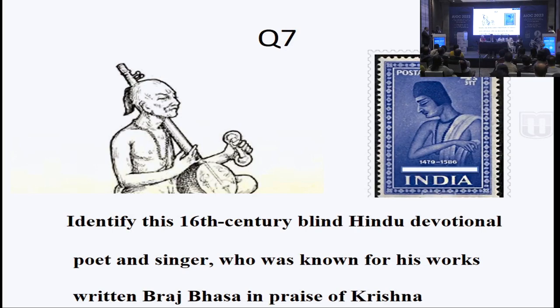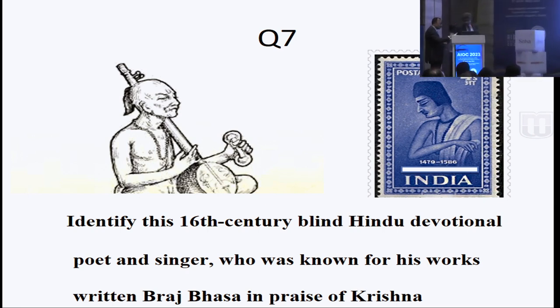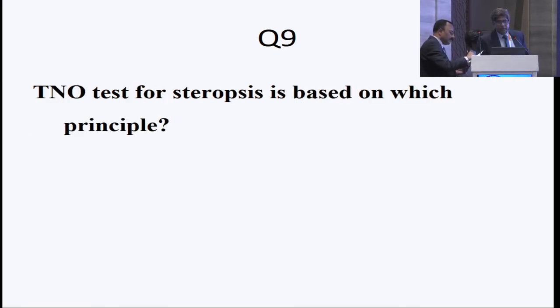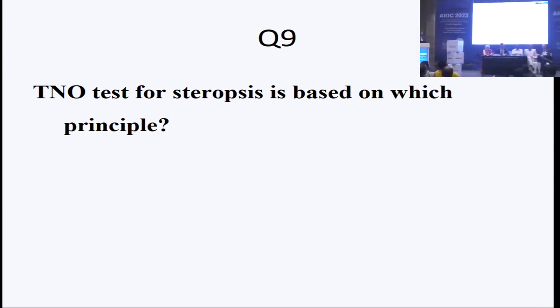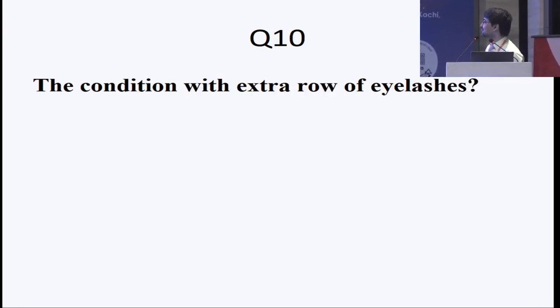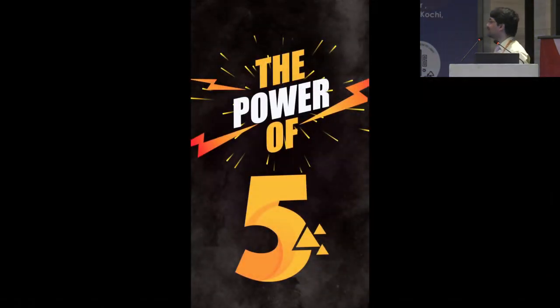Okay, identify the 16th century blind Hindu poet who wrote the songs in Braj Bhasha. Kalidas. Okay, Stocker's line is seen in? Pterygium. TNO stereo test is based on which principle? No idea. Pass. Which condition is the extra row of eyelashes known as? Distichiasis. Loudly, please. Distichiasis. Okay, thank you. He started with 2 seconds left, so I started the question.